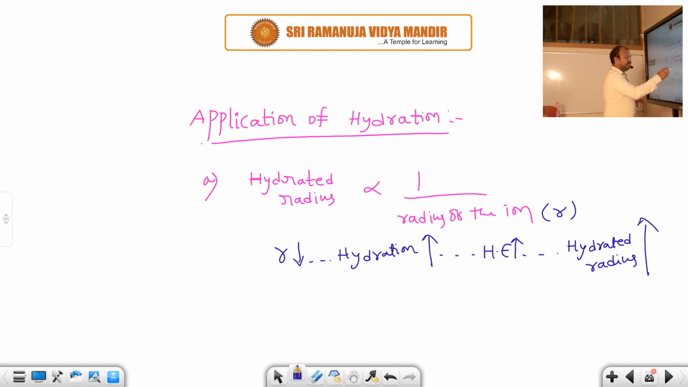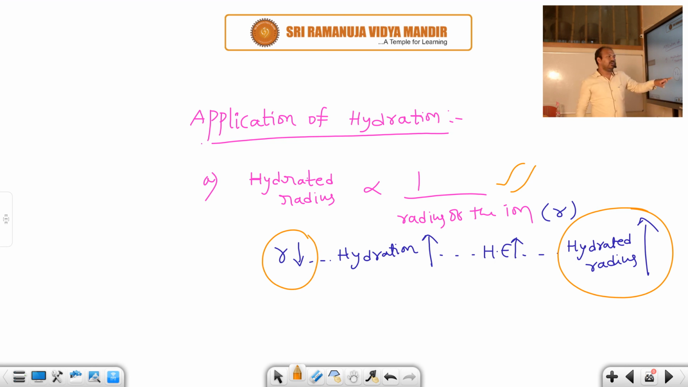So take a look here. This radius and hydrated radius are inversely proportional to each other. Am I correct or not? When the radius of the ion, either cation or anion, decreases, hydrated radius increases. Why? When the radius of the ion decreases, hydration increases, hydration energy increases. That's why we conclude that hydrated radius also increases.